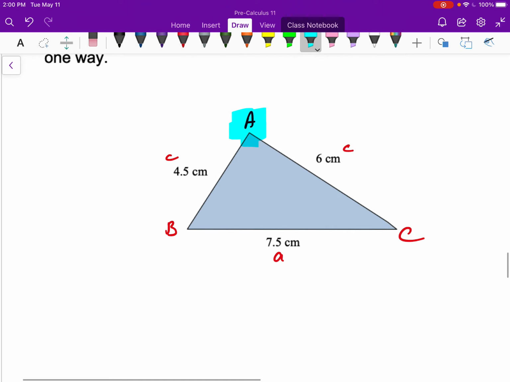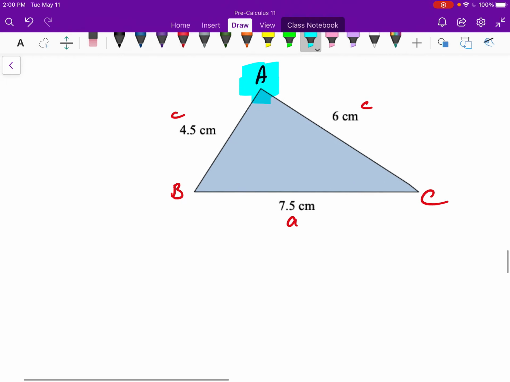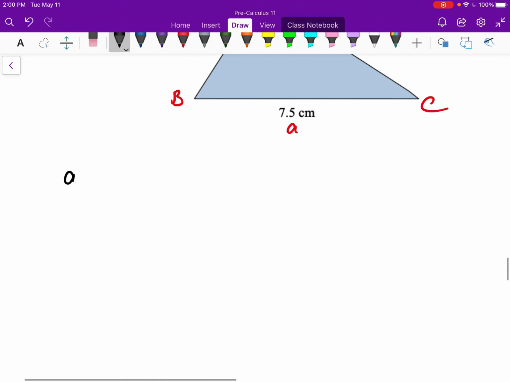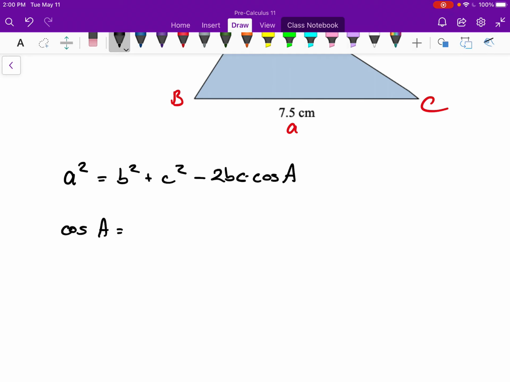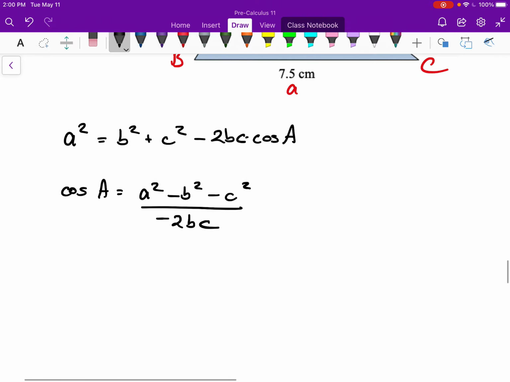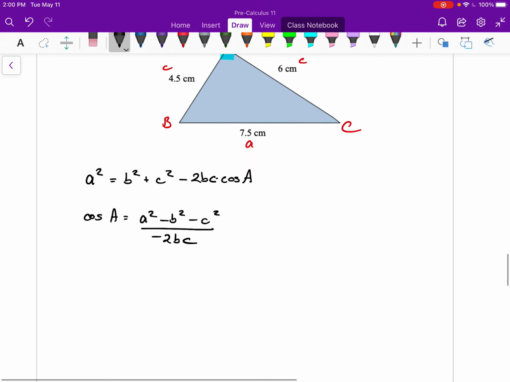And so again, if I want to use the cosine law, I could start off with just the basic form here. A squared equals b squared plus c squared minus 2bc times the cosine of A. If I'm trying to find the cosine of A, though, I can just isolate that right away. Say cosine of A equals a squared minus b squared minus c squared, all divided by minus 2bc. And so now substituting the values we have here into this.